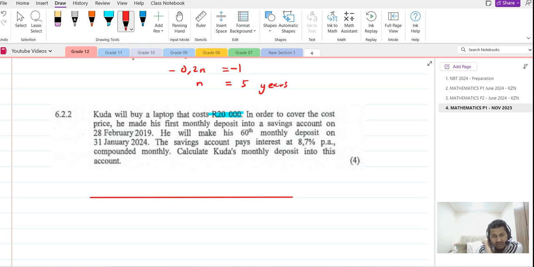When will he buy this laptop? He will buy the laptop at the end. In order to cover the cost price, he made his first monthly deposit into a savings account on 28th February 2019. So this is 31st January, right? That's 0, that's 1. This here corresponds to 28th Feb 2019.